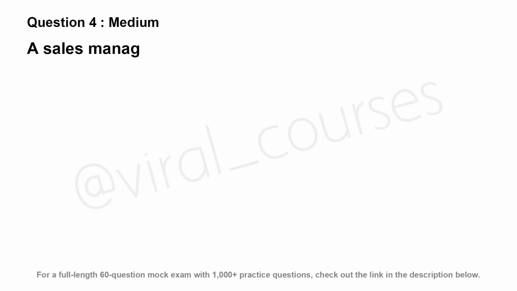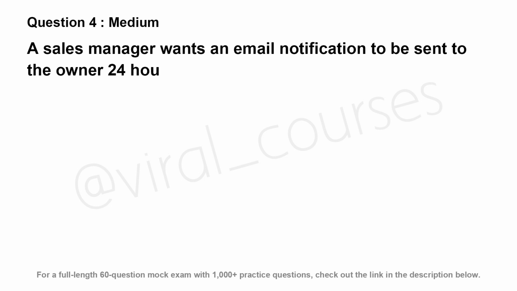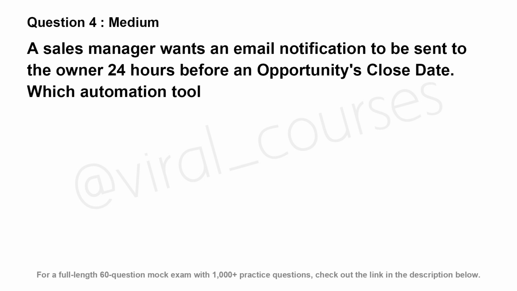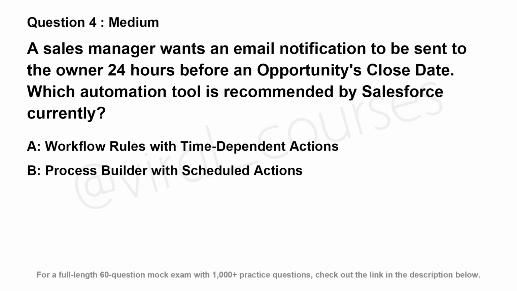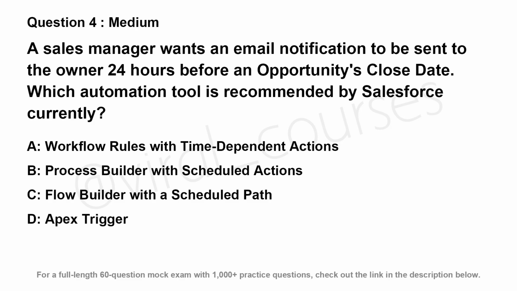A sales manager wants an email notification to be sent to the owner 24 hours before an opportunity's close date. Which automation tool is recommended by Salesforce currently? Option A. Workflow rules with time-dependent actions. Option B. Process builder with scheduled actions. Option C. Flow builder with a scheduled path. Option D. Apex trigger.